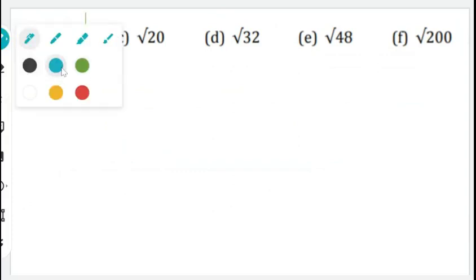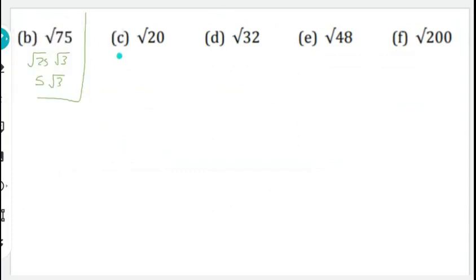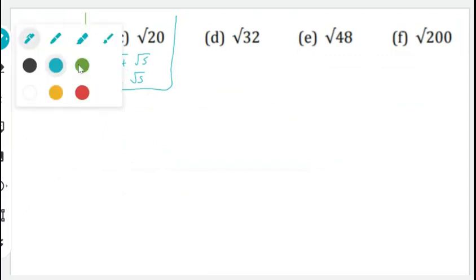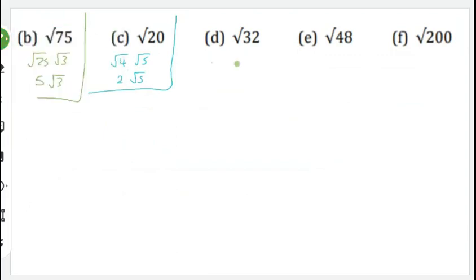For the second one, I got 2 times square root of 5. Nice, because it's the square root of 4 times the square root of 5, so 2 square root 5. The third one, I got 4 times the square root of 2. Nice, because it's square root of 16 times the square root of 2, which is 4 times square root 2.